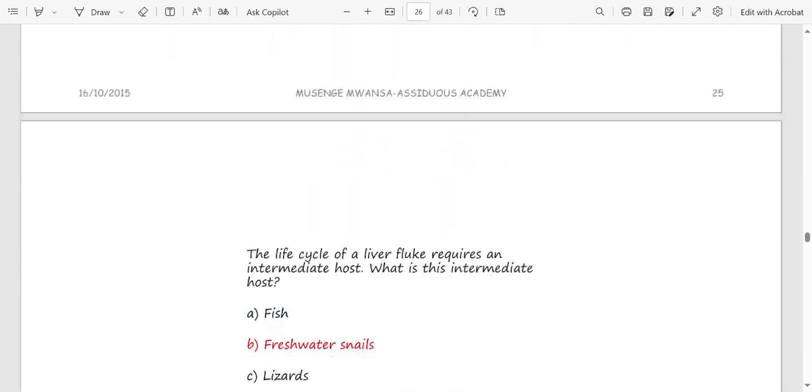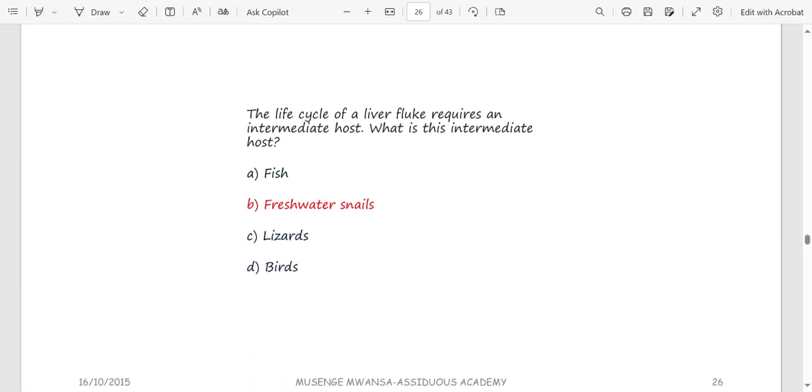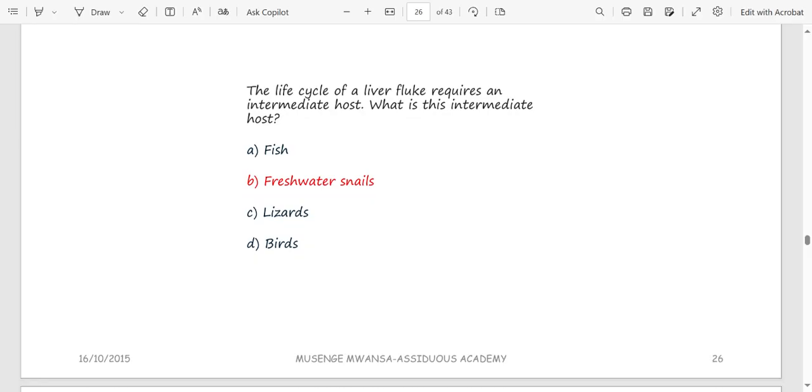Okay, so some questions. The life cycle of liver fluke requires an intermediate host. What is this intermediate host? So remember the intermediate hosts for the liver flukes, you have got two. The first intermediate host is the freshwater snails. The second intermediate host are those plants really.